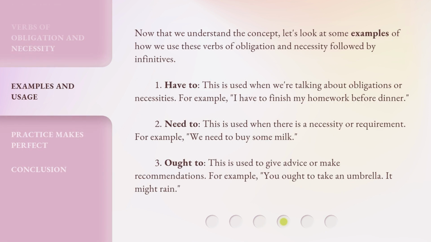Now that we understand the concept, let's look at some examples of how we use these verbs of obligation and necessity followed by infinitives. 1. Have to. This is used when we're talking about obligations or necessities. For example, I have to finish my homework before dinner. 2. Need to. This is used when there is a necessity or requirement. For example, we need to buy some milk. 3. Ought to. This is used to give advice or make recommendations. For example, you ought to take an umbrella. It might rain.